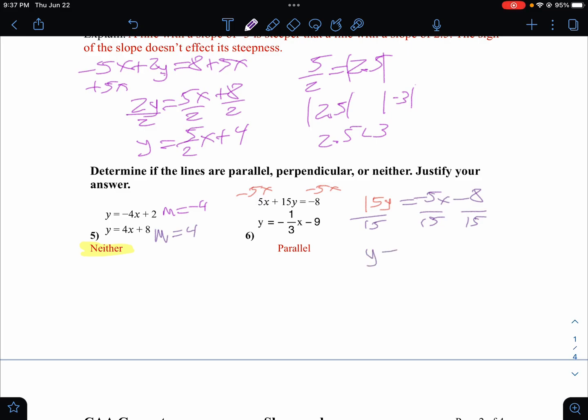So y equals, let's reduce -5 over 15. 5 goes into both of them. So we get -1/3, because 15 divided by 5 is 3, x minus 8/5. So the slope of this line is -1/3. The slope of my second line, I don't have to do any work, is -1/3. They're the same, so those two lines are parallel.